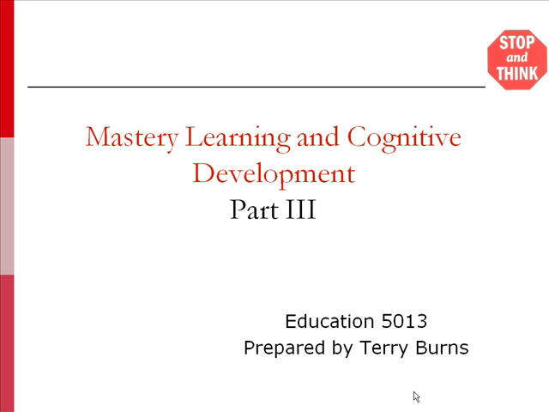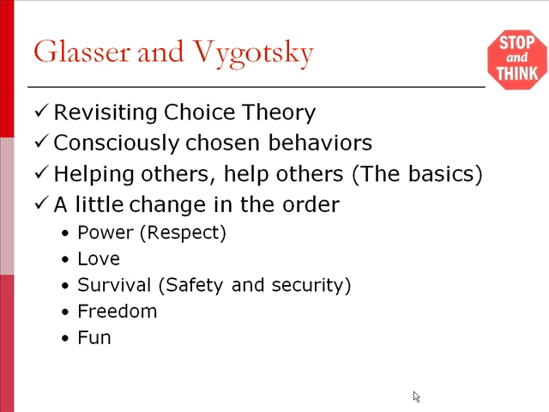And just to review with you, we need to revisit something called choice theory. I talked about it in section 1 of our book review. And basically, choice theory is this in a nutshell, that all behaviors are consciously chosen by our students. And those behaviors are an attempt to meet one of 5 needs. You see them listed below in the slide. Power, love, survival, freedom, and fun.